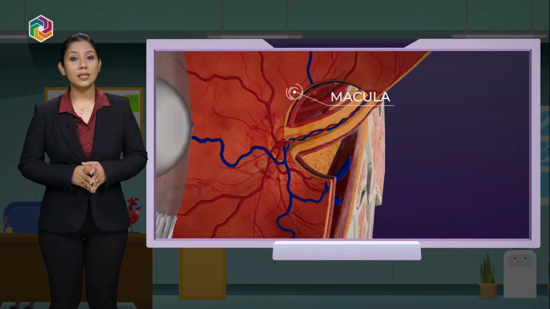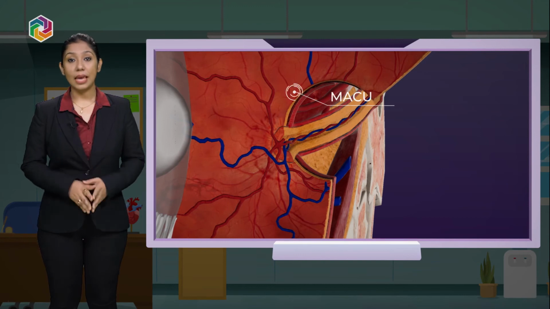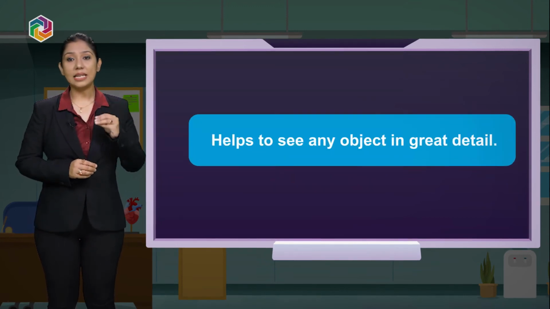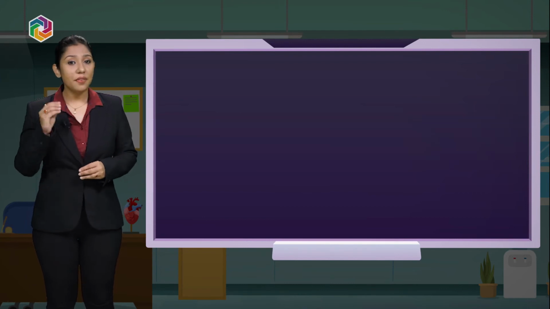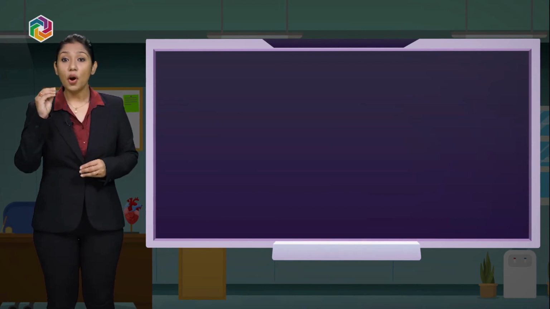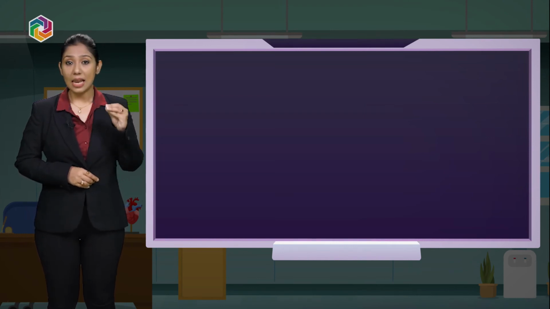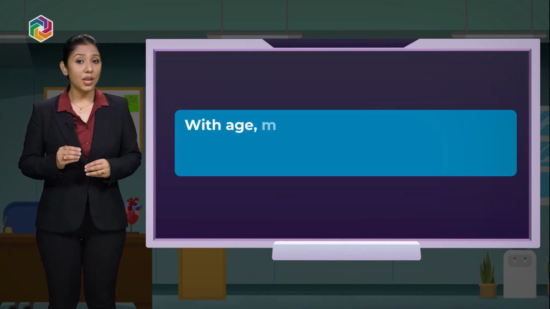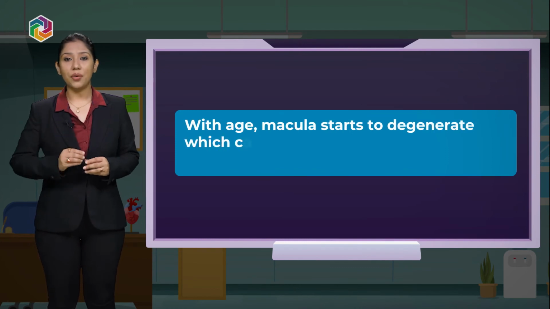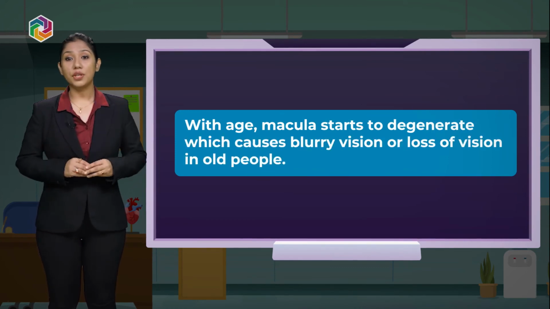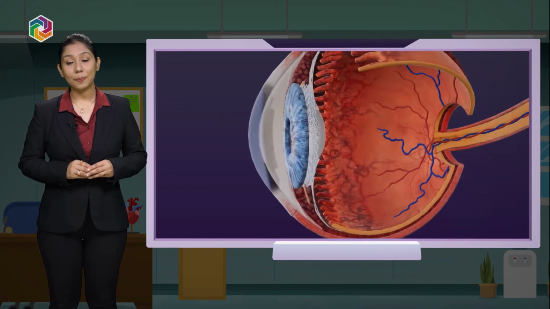It processes our central vision. It also helps to see any object in great detail. It has a very high concentration of photoreceptor cells, the cells that detect light. With age, macula starts to degenerate, which causes blurry vision or loss of vision in old people.